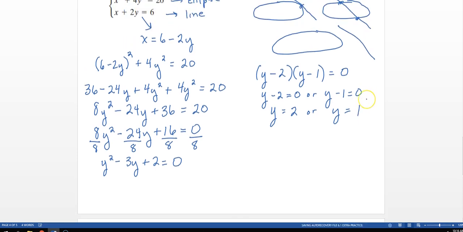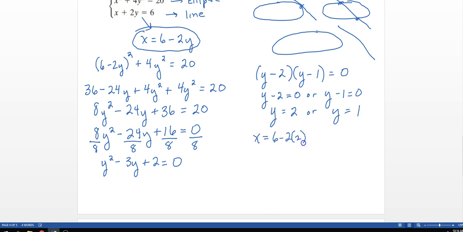And now I substitute back in, because I already have this equation solved for x. So x is equal to 6 minus 2 times 2. Therefore, x is equal to 2. And x is equal to 6 minus 2 times 1. Therefore, x is equal to 4.